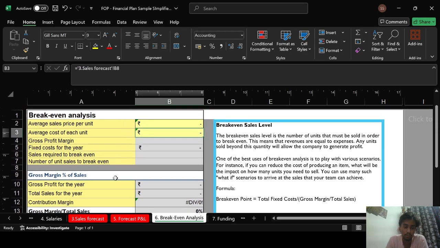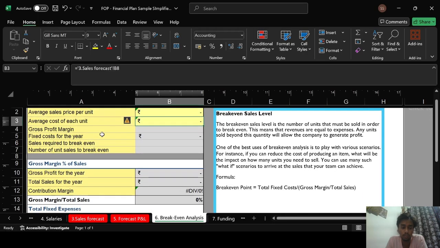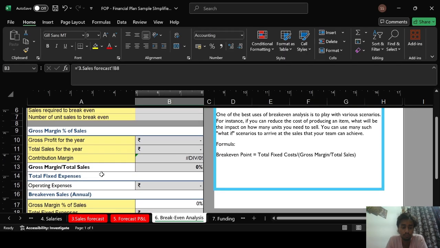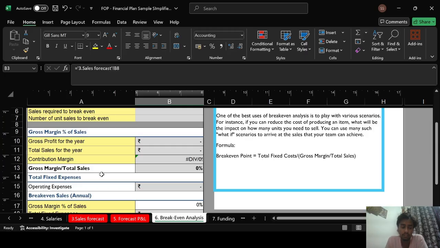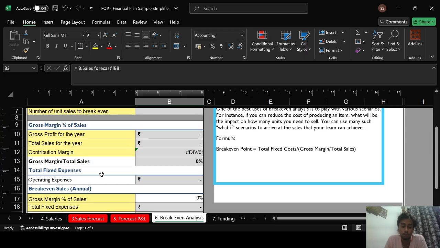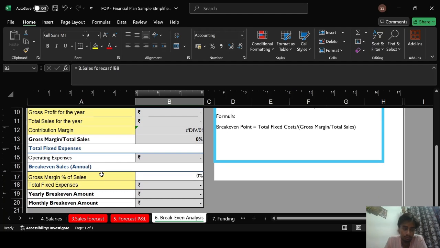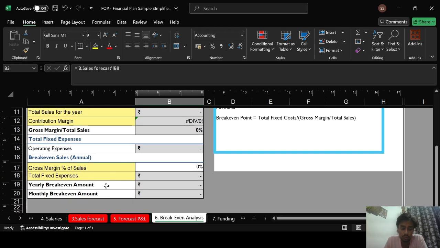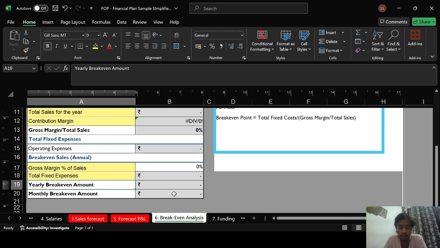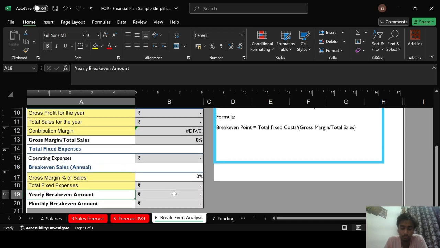Okay, so this is a calculator for the break-even analysis. It contains average sales per unit, average cost of each unit, gross profit margin, fixed cost for the year, and sales required to break even. It will show us the number of units sales to break even, profit margin for the year, total sales for the year, contribution margin, gross margin on total sales, total fixed expenses, operating expenses, and break-even sales annual. It also shows the yearly break-even amount, that is the amount we need to reach on a yearly basis, and the monthly break-even amount, that is the amount that we need to make on a monthly basis.